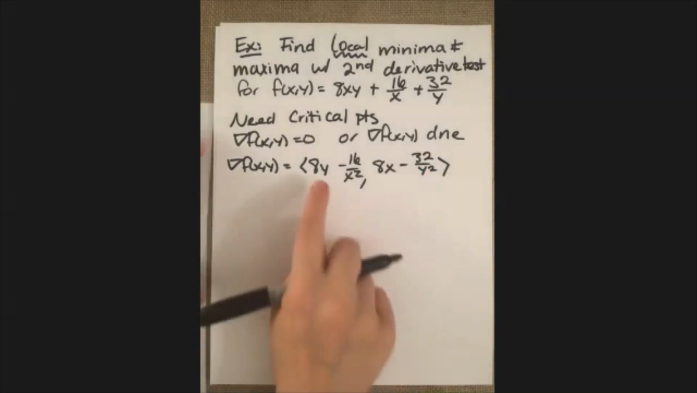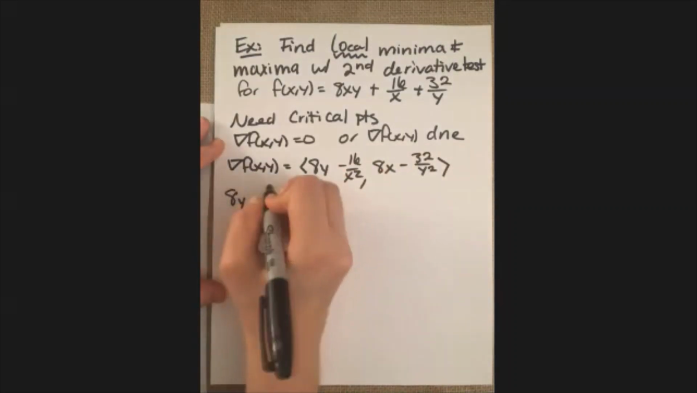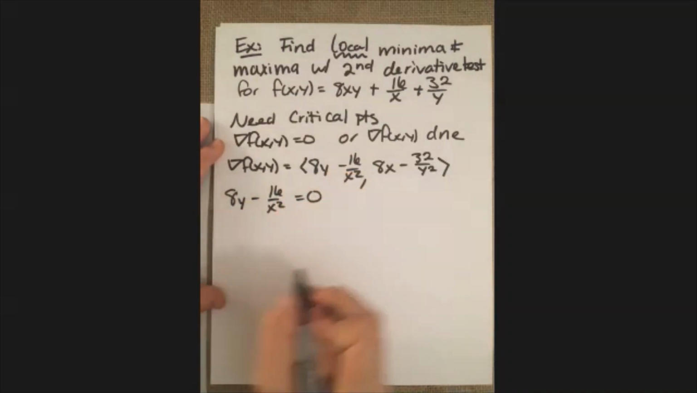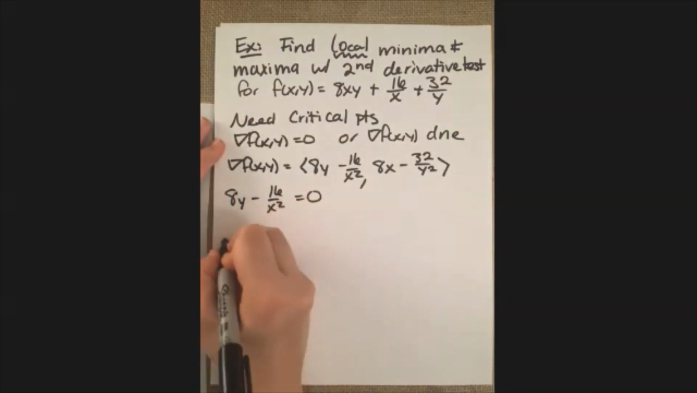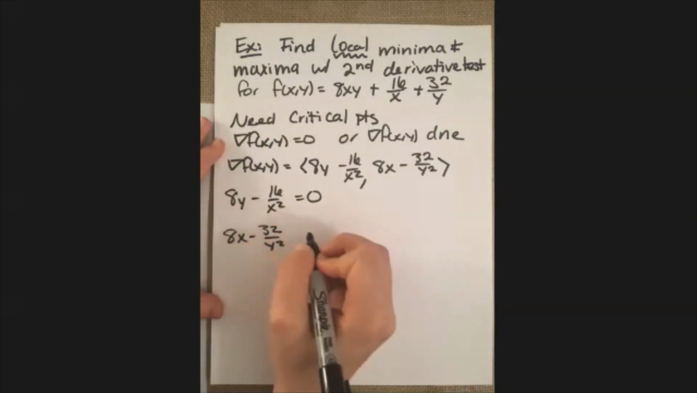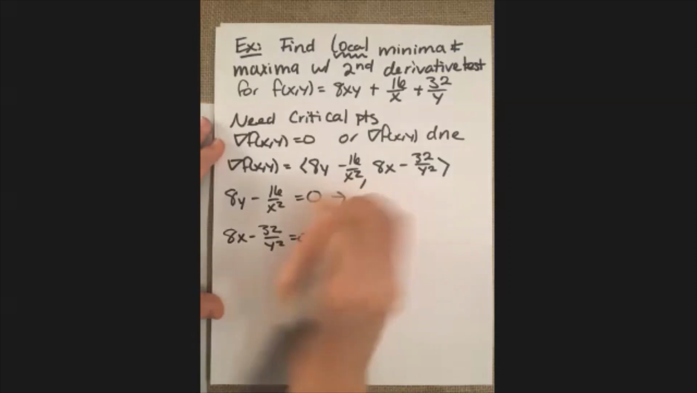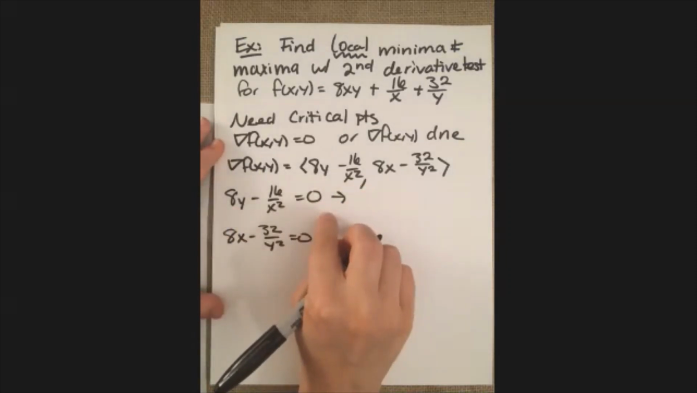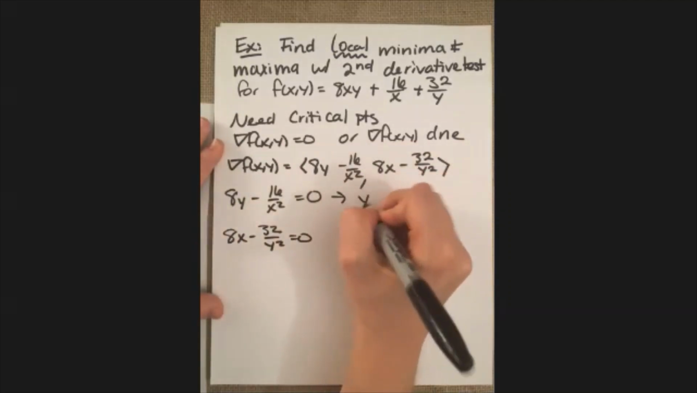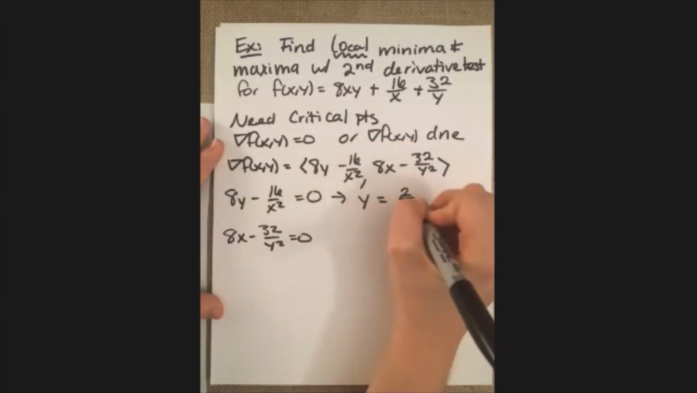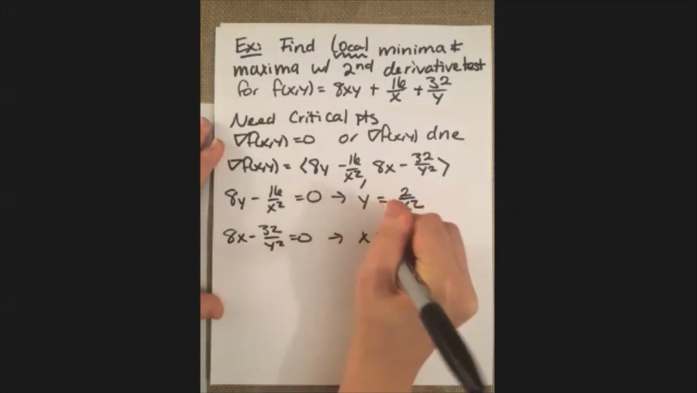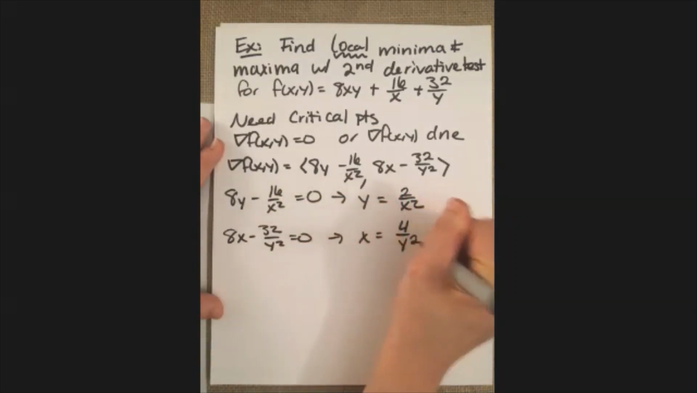Okay, so I'm going to set each of these equal to 0. And 8x minus 32 over y squared equals 0. Rearranging this right here, I'm going to move this over, divide both sides by 8, and I'm going to get y is equal to 2 over x squared. And then a similar process over here, I'm going to wind up with x is equal to 4 over y squared.